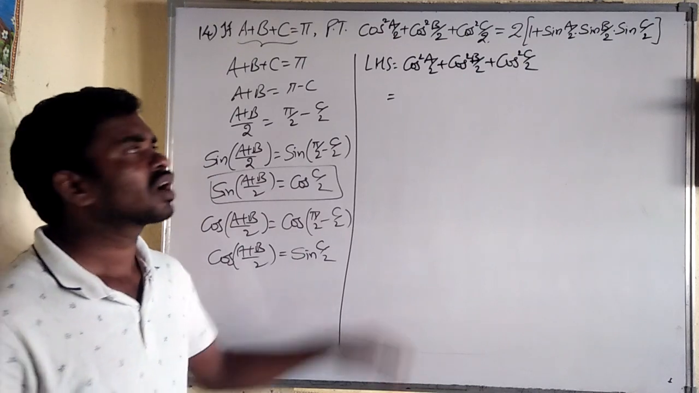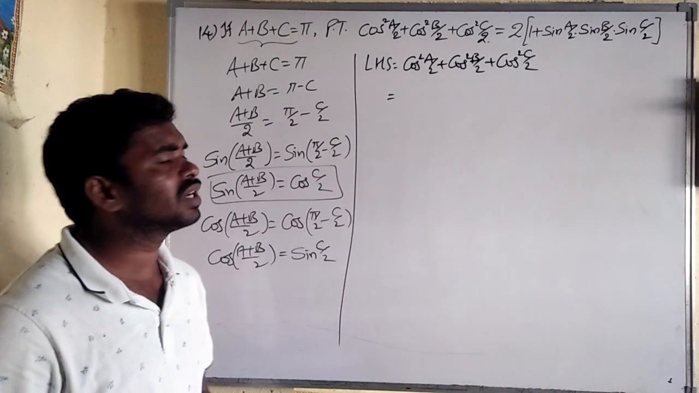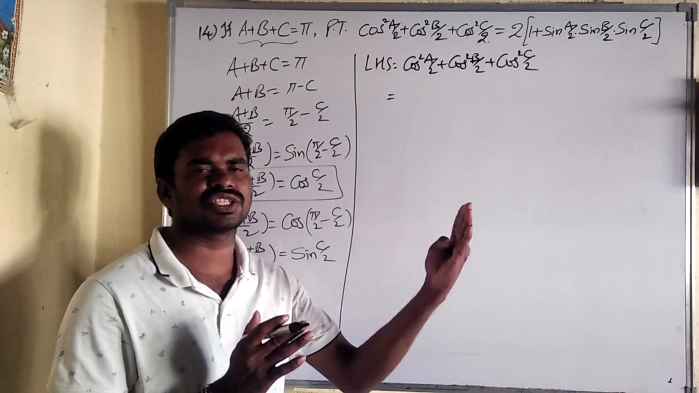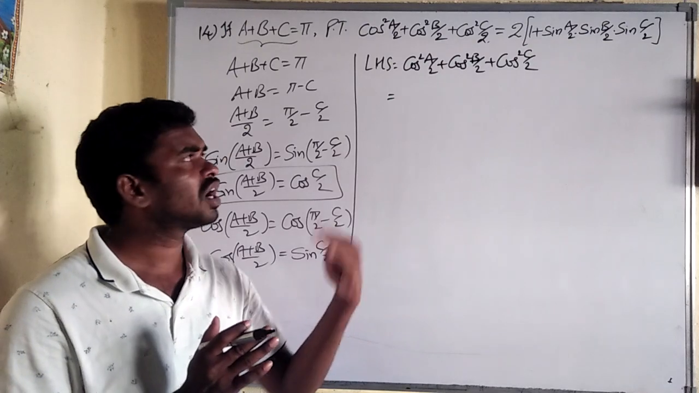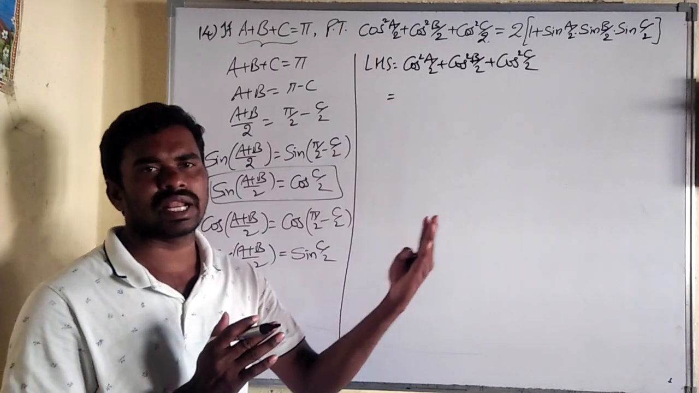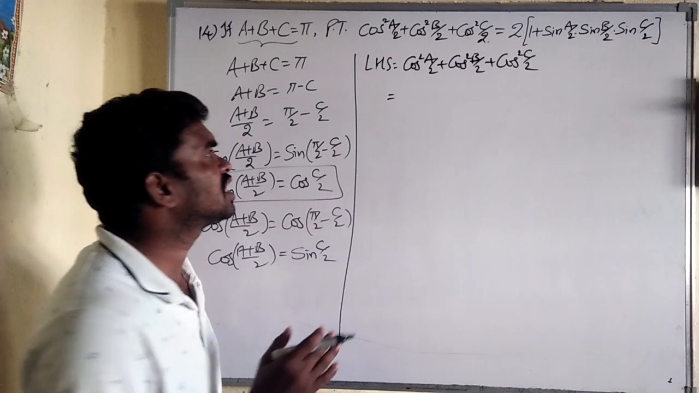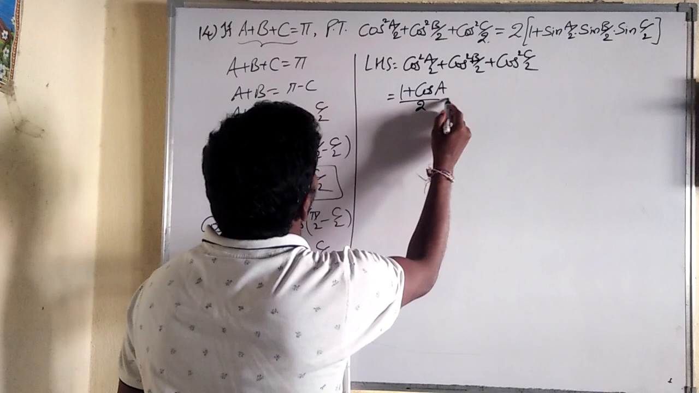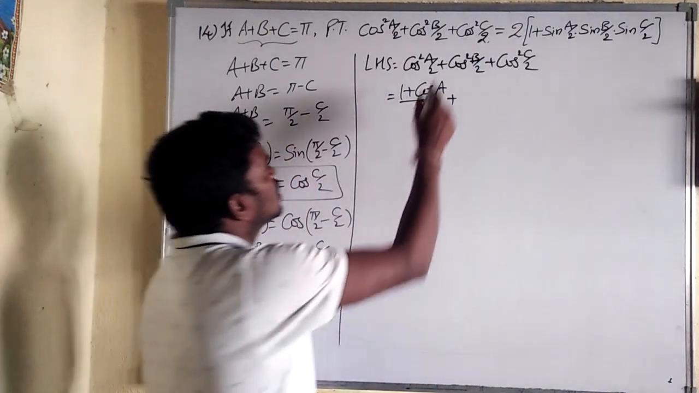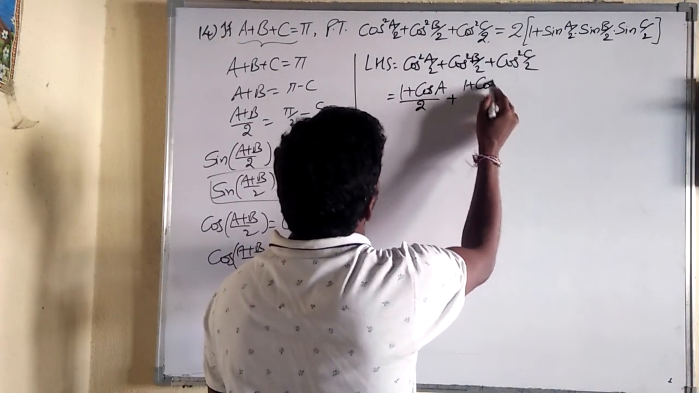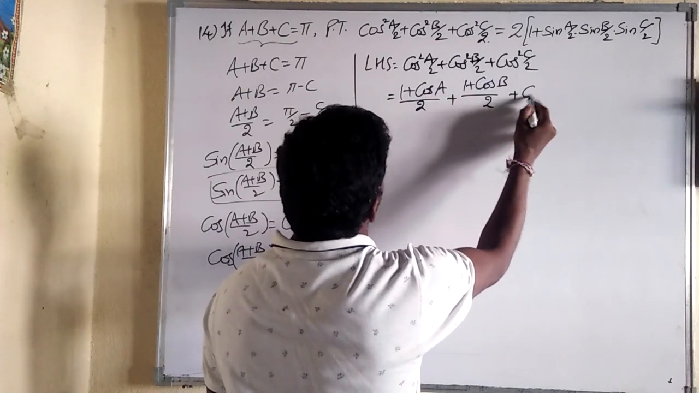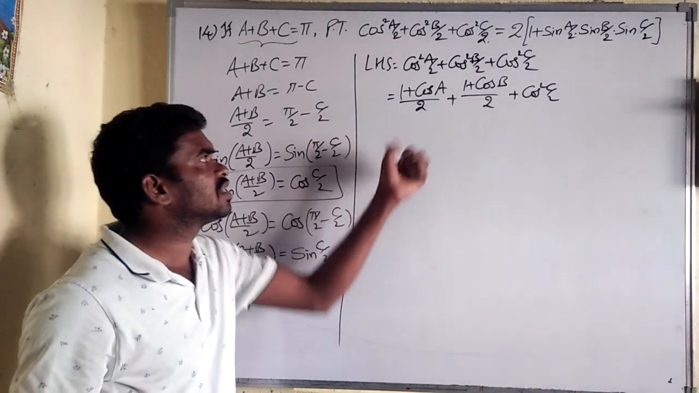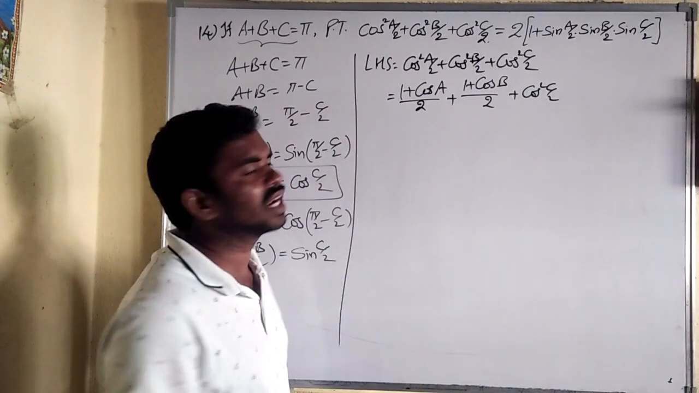So how can we do it? Cos square theta, how can we express it? We have the cos 2 theta formula, that is cos square theta minus sin square theta. From that, cos 2 theta is equal to 2 cos square theta minus 1. So from that, cos square theta means 1 plus cos 2 theta by 2, here cos A. Next, instead of cos square B we can also write 1 plus cos B by 2. And cos square C by 2 at present keep it as it is. Later, according to the previous steps, we can change that.